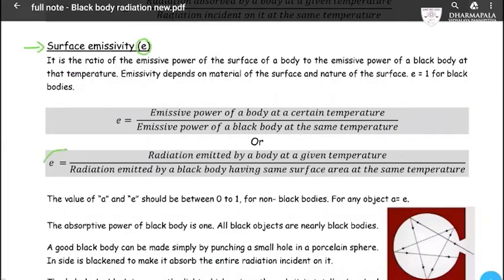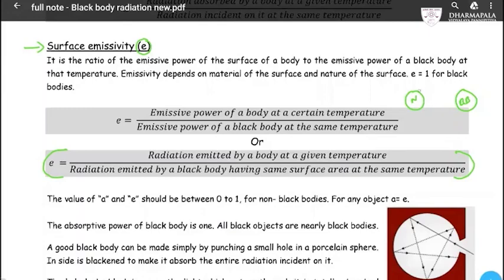Look at this expression for you to understand. E is the radiation emitted by a body at a given temperature divided by the radiation emitted by a black body having the same surface area and at the same temperature. So this is kind of a comparison between a normal object and a black body. We take this one as the normal object and this one as the black body. Imagine both of them have the same surface area and same temperature.